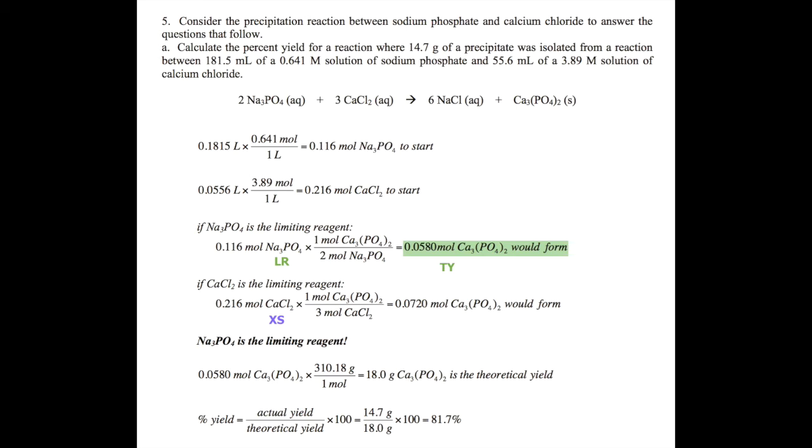In question 5B, we need to calculate how much of that calcium chloride is left over at the end of the reaction. In order to do this, one of the pieces of information we need to know is the fact that we had 0.216 moles of calcium chloride at the start of this reaction. The next thing we need to know is the stoichiometric relationship between our two starting materials. We know that all of our sodium phosphate reacted. We also know that for every 2 moles of sodium phosphate that reacted, 3 moles of calcium chloride will react. We are going to use that stoichiometric ratio in order to determine how much calcium chloride is left over at the end of this reaction in 5B.